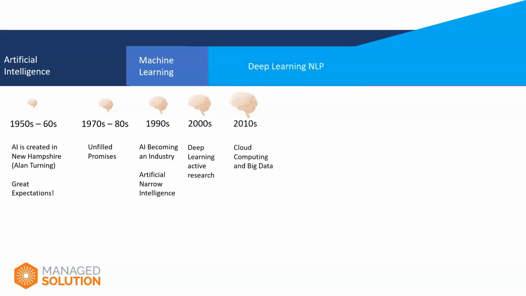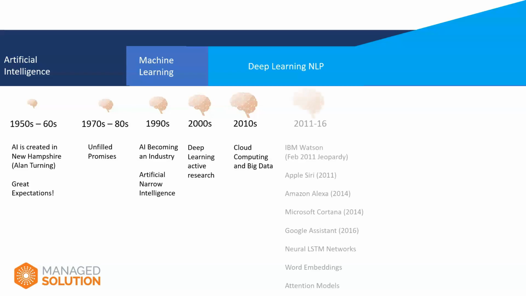And in the 2010s, cloud computing and big data really started booming. This is when we started moving to the cloud and data lakes were being formed in the cloud and tons of data could be integrated within AI. 2011 to 2016, this is when business was booming, I tell you. This is when IBM Watson beat the Jeopardy champions in February 2011. Apple Siri came out, followed by Amazon Alexa, Microsoft Cortana, and Google Assistant. So all of these assistants were coming out really around the same time.